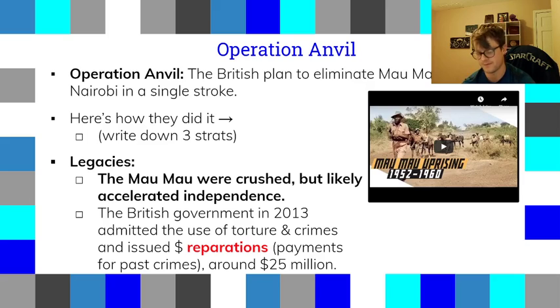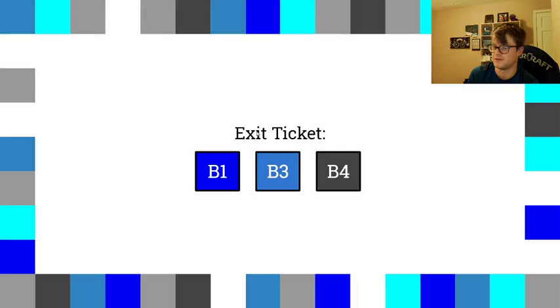Also worth noting, the British government in 2013, so only 7 years ago, because this video is being recorded in 2020, or 2021, 8 years ago, admitted the use of torture and crimes and issued reparations to Kenya, around $25 million, which is woefully inadequate. But there you go.